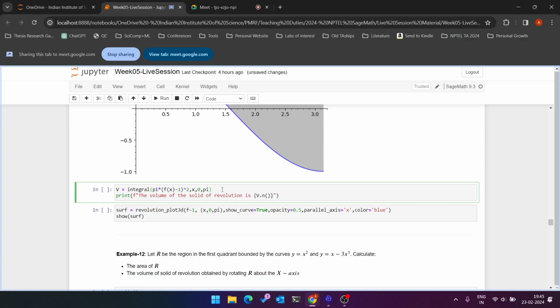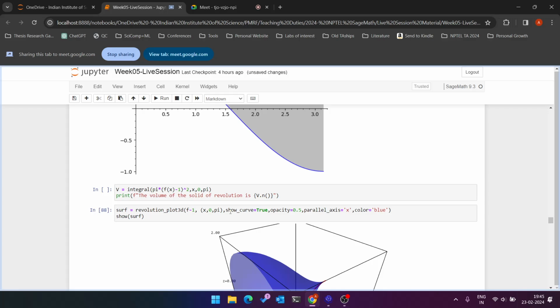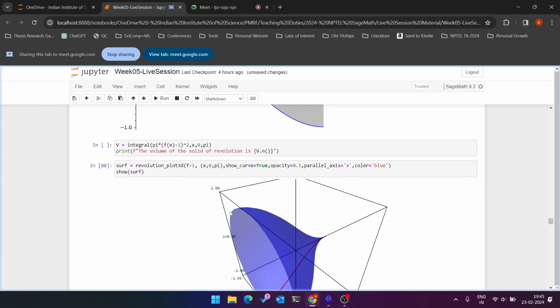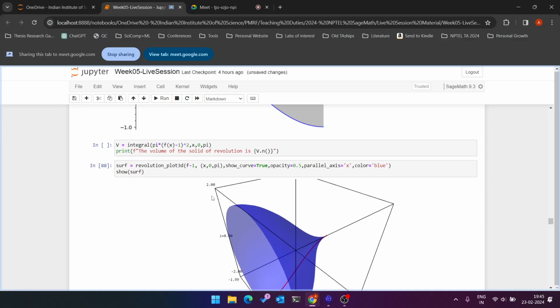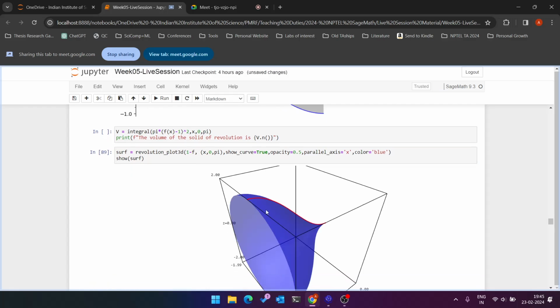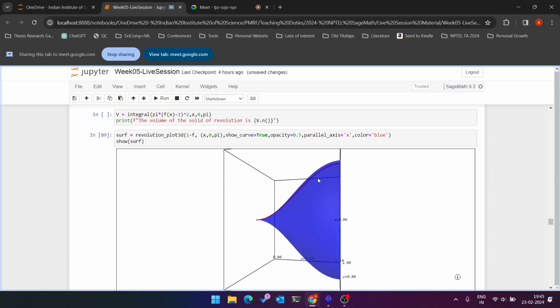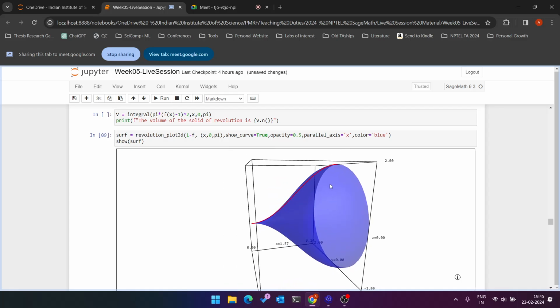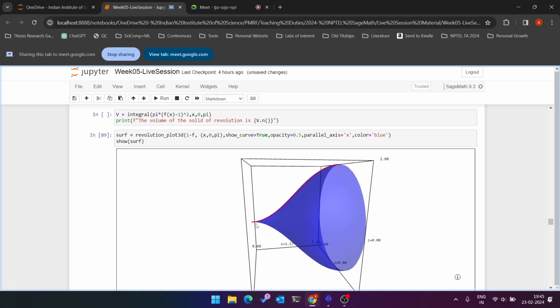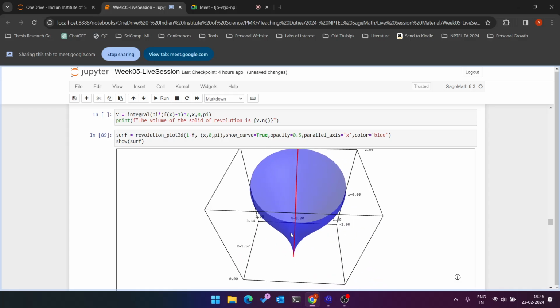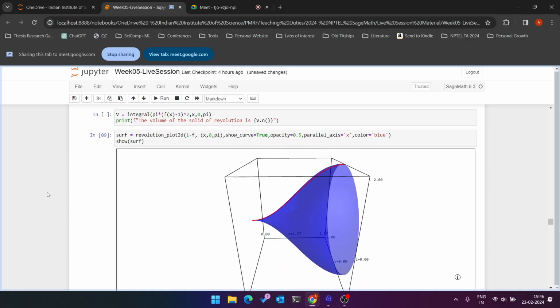So if I say revolution, I think I should have 1 minus f, not minus 1. So my 1 minus f basically vanishes at x equal to 0, and when x goes to pi, my 1 minus f becomes 2. So this is how the 3D solid would look like.